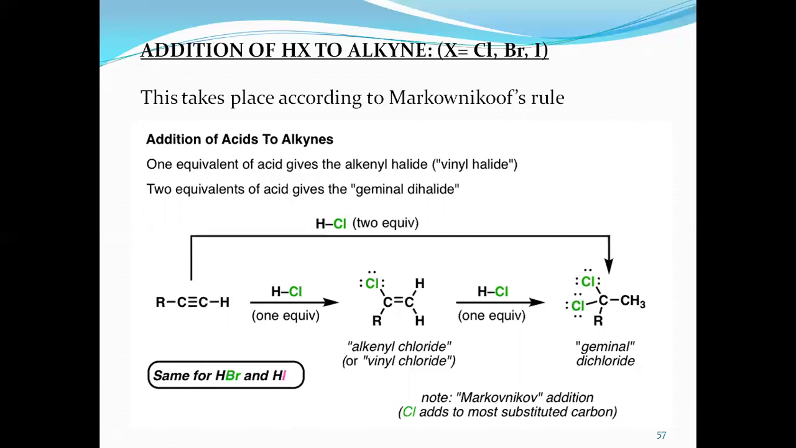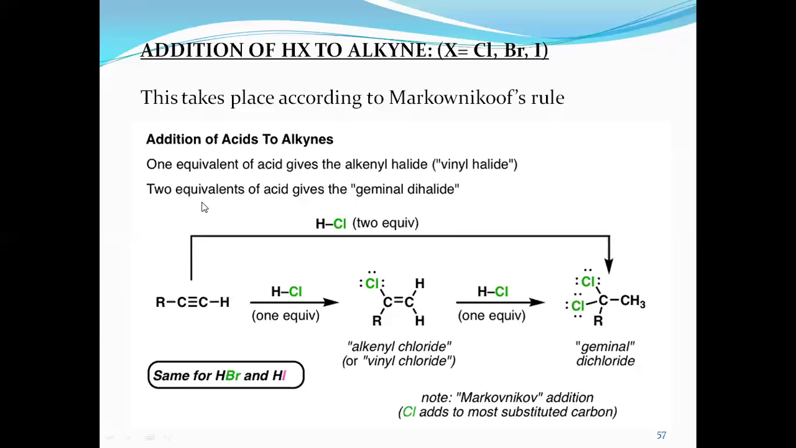The next reaction which we will talk about is the addition of halo acids to alkynes. Halo acid means HX, which may be HCl, HBr, or HI, etc. And the reaction takes place according to Markovnikov's rule. So in this reaction, the first step is addition of hydrogen halides to the alkyne.